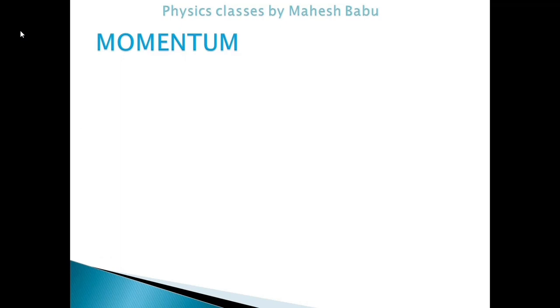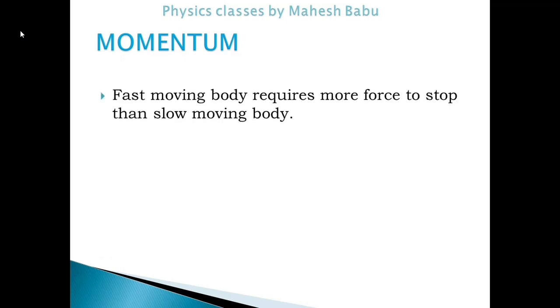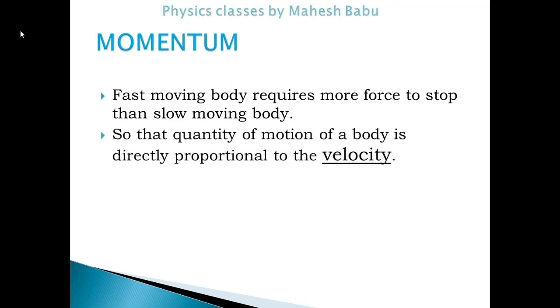Next, if two bodies have the same mass, one fast moving and another slow moving, and we need to stop them, for which should we apply more force? The fast moving body. A fast moving body requires more force to stop than a slow moving body. So the quantity of motion of a body is directly proportional to velocity. More velocity, we should apply more force. Less velocity, we should apply less force.